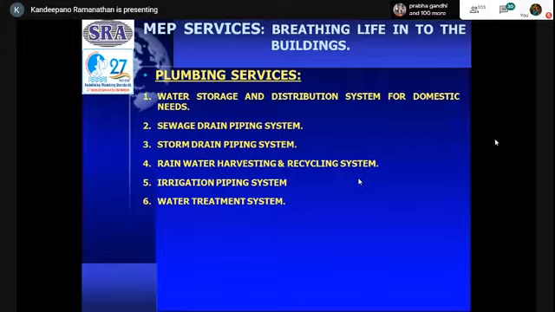Water treatment systems. Not all water available at the respective source, either a well water or a bore water or even the river water, is immediately potable, that is drinkable. We have to test the quality of the water, and then resort to a certain amount of treatment to that water so that the water becomes potable.